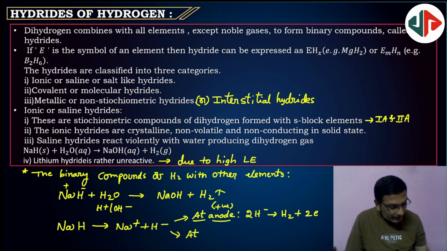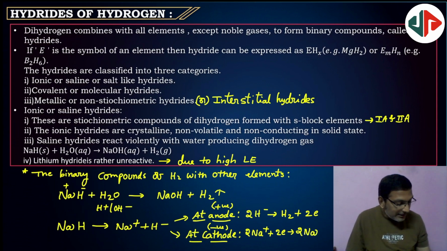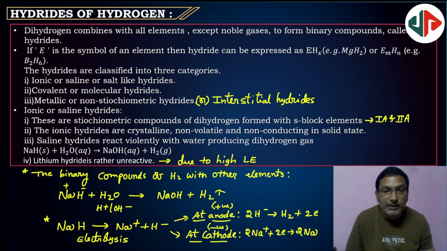Reaction at the cathode, which is the negative electrode, can attract positive species. I am taking here 2 Na plus ions. By taking these 2 electrons, 2 Na plus will be converted to 2 moles of sodium metal. So this is electrolysis of ionic hydrides. Very, very important: by electrolysis, H2 will be liberated at the anode and metal will be liberated at the cathode.